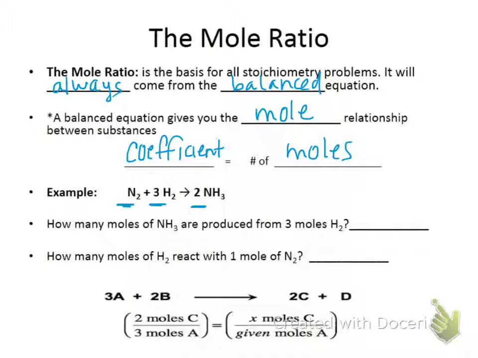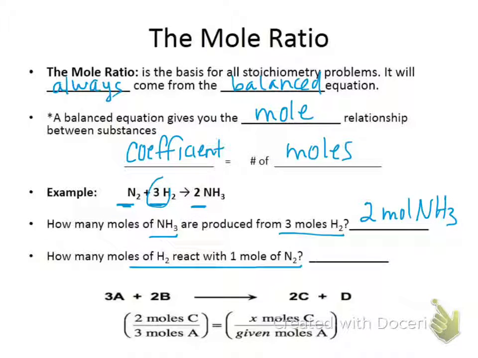Okay, so this first example says how many moles of NH3 are produced from 3 moles of hydrogen. So we go look at the balanced equation. For every 3, we get 2 moles. So for every 3, we get 2. So this would be 2 moles of ammonia. Okay, how many moles of hydrogen react with 1 mole of nitrogen? Again, 1 mole of nitrogen requires 3 moles of hydrogen.